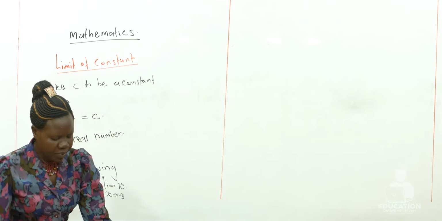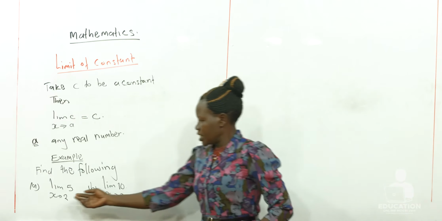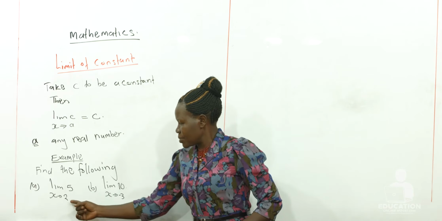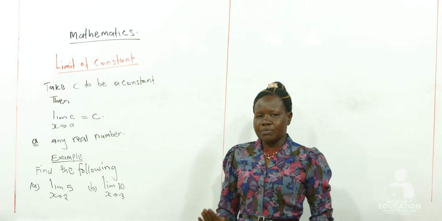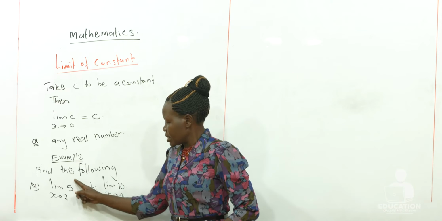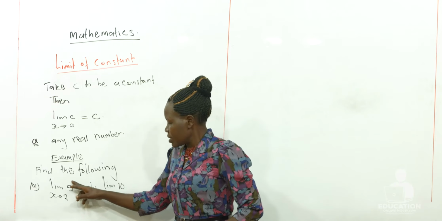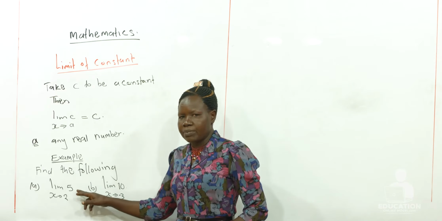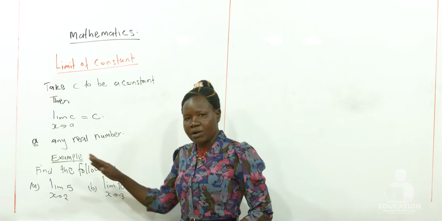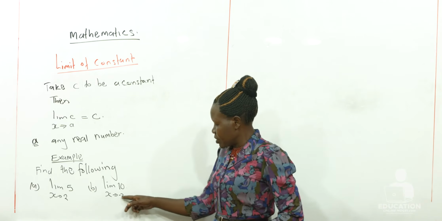If you come across this kind of question, they say evaluate lim 5, x is approaching 2. It does not matter where x will approach; what matters is the function given. The function here is a constant, meaning it does not carry any variable. And if it does not carry any variable, your answer remains a constant. The same thing with this one, even though here it is approaching a negative.